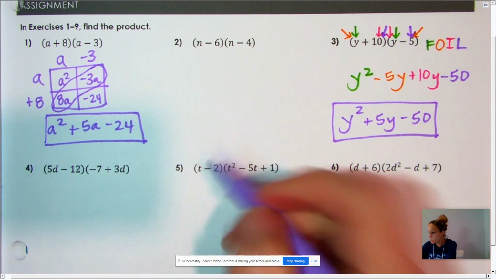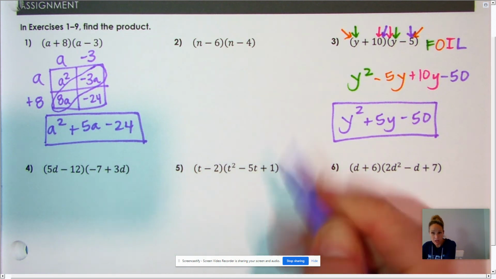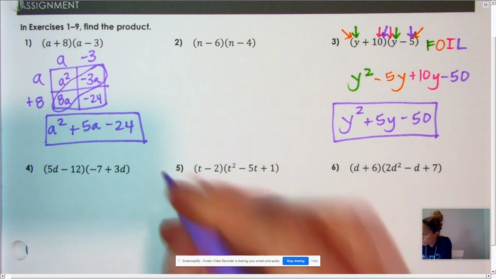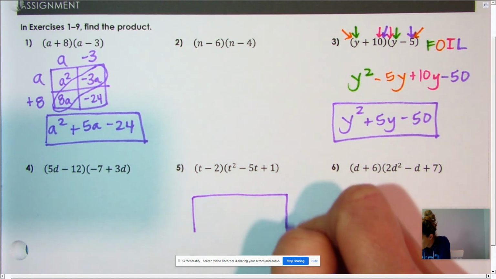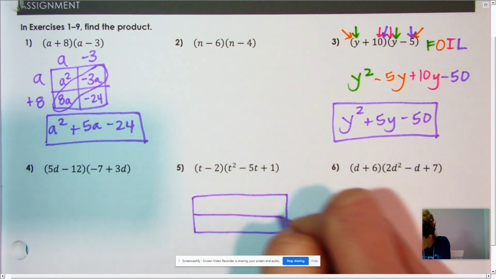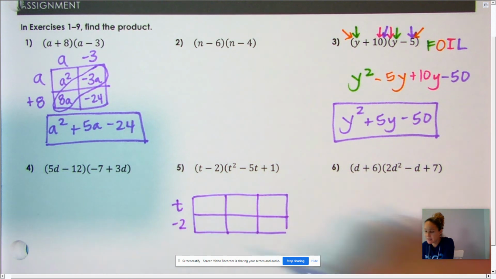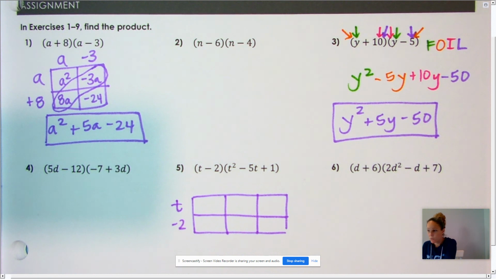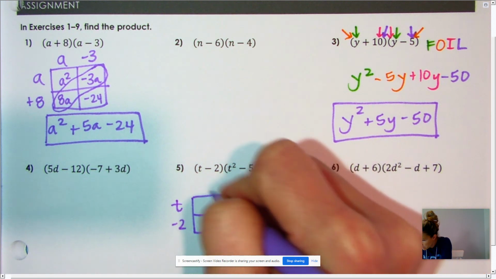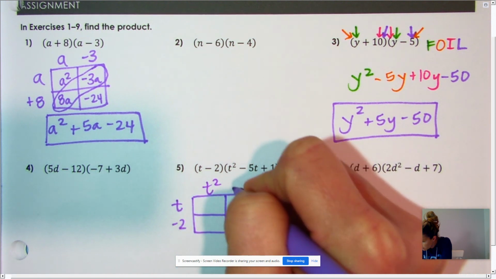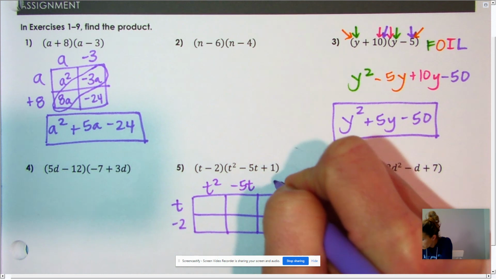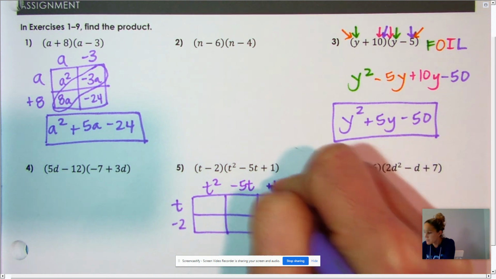Okay, we could do this with a repeated distribution, but I also want you guys to see what it looks like with the box method. So I've got a 2 by 3, which means that I'm gonna go put the t minus 2 on that side because there's 2 rows. And then I'm gonna put these at the top of each column, t squared minus 5t plus 1. You can put a little plus if you want.